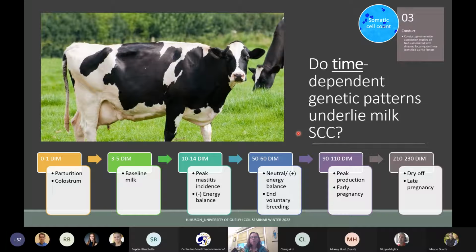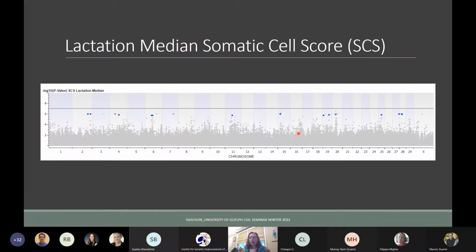One of these was really thinking about somatic cell score and how we use this in selection in dairy cattle. Like I said, we've been using this for quite some time now to select against mastitis. And somatic cell score, everyone knows, is highly associated with mastitis incidence. With that in mind, what we commonly do in selection indexes is use a cow's median lactation somatic cell score for selection. This is the information we use.